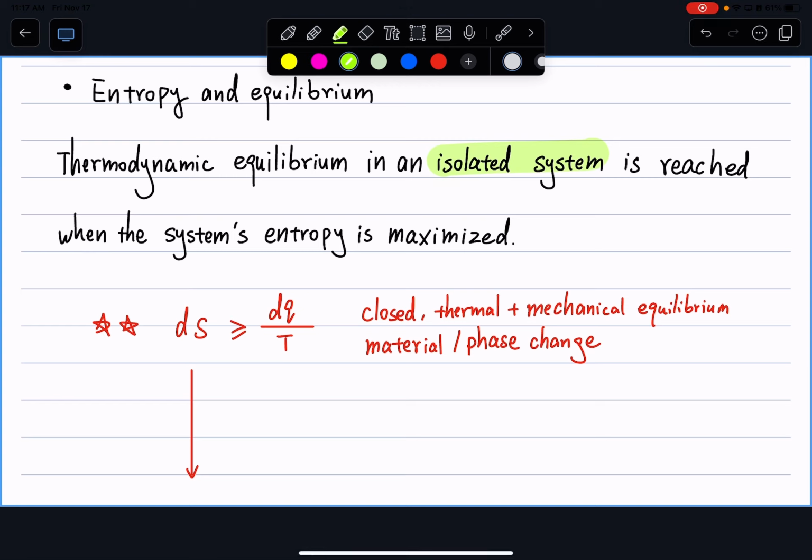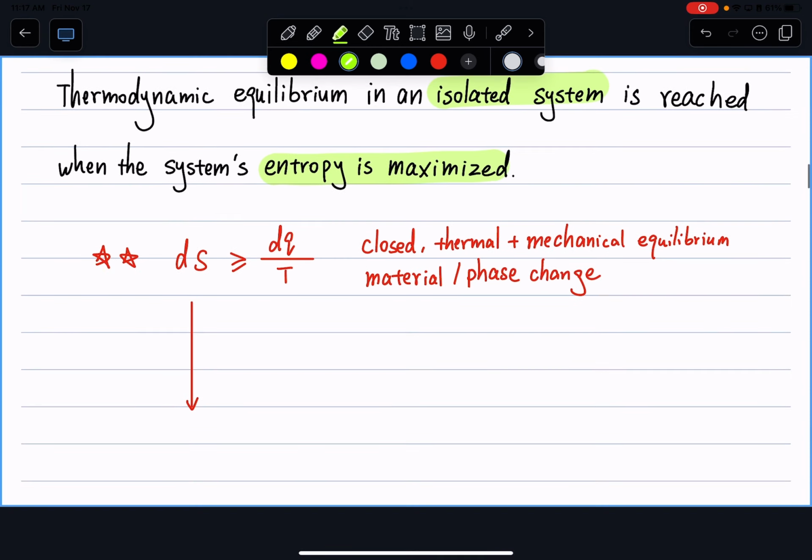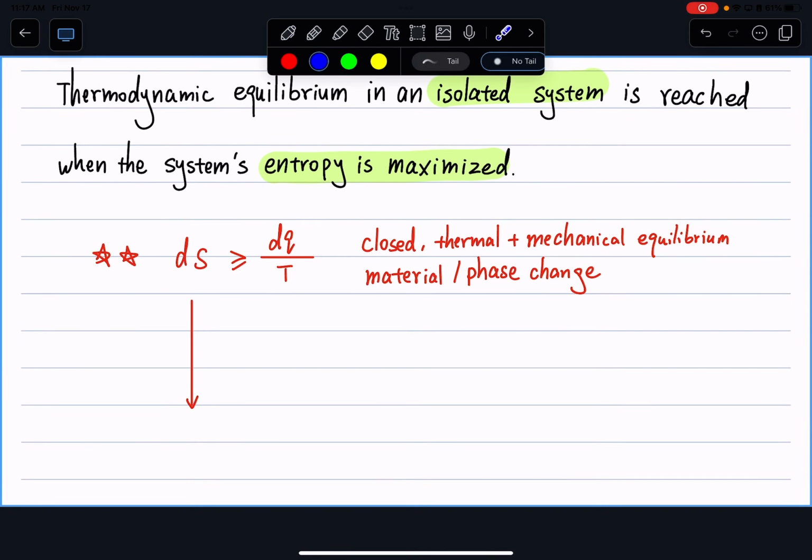The thermodynamic equilibrium in an isolated system is reached when the system's entropy is maximized. So what we are saying here is, imagine we have a closed system that is at thermal and mechanical equilibrium. And that closed system can allow material or phase change to take place. So that's why it's closed, not isolated. Otherwise, it would be perfectly at equilibrium. So again, imagine we have a closed system at thermal and mechanical equilibrium that allows material or phase change to take place.